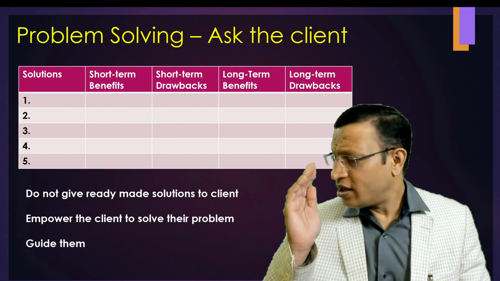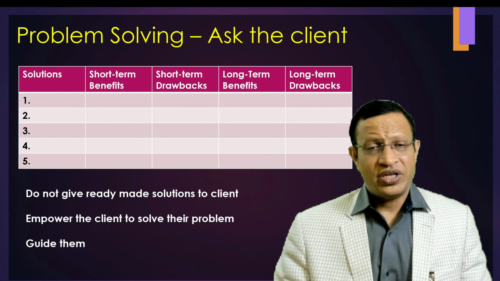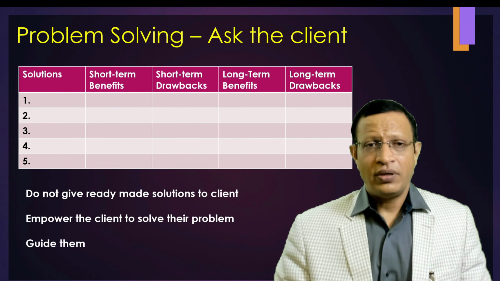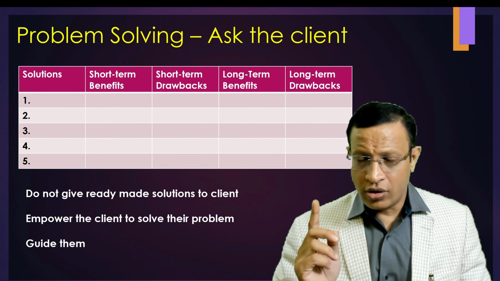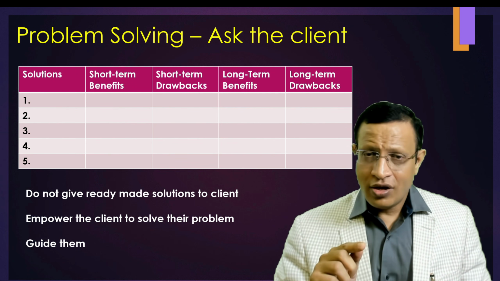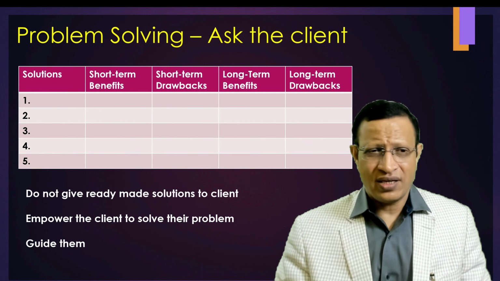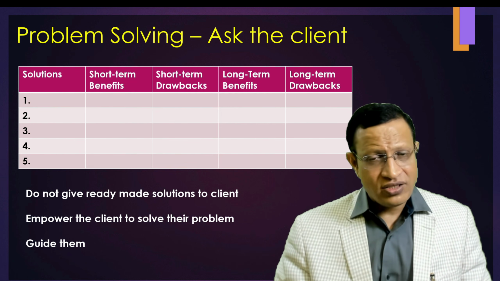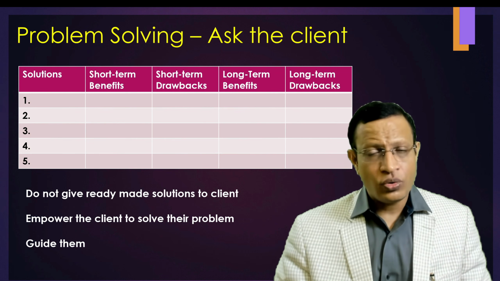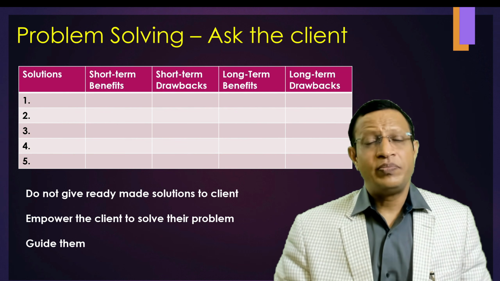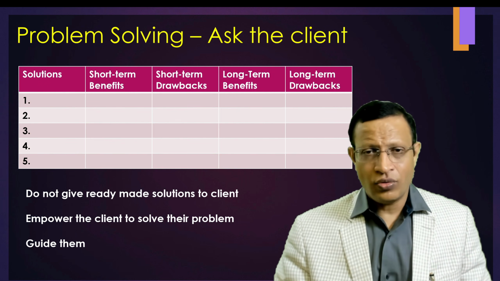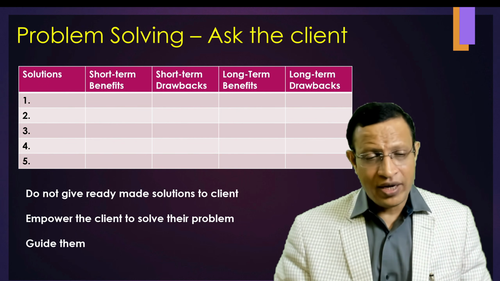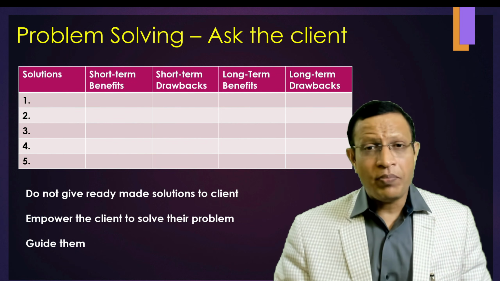And this is the chart you can use to show the patient how he has to find the problem, what the solutions are, what the short-term benefits and short-term drawbacks are, and what the long-term benefits and long-term drawbacks are. That needs to be discussed. Do not give ready-made answers to the client. You may give one or two suggestions, but the client needs to find his own solution. You need to empower them to find their own solution. You are not there to give ready-made answers. You need to guide them to find their answers. By guiding them, you are empowering them.